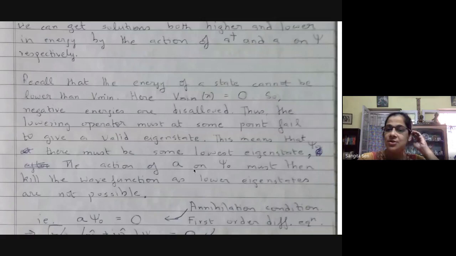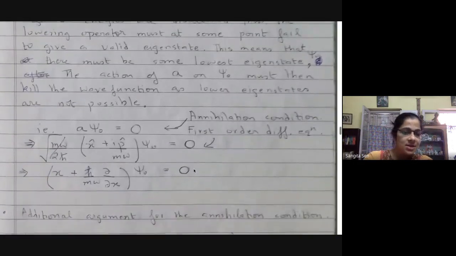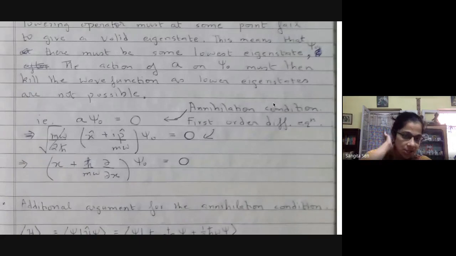Eigenstates with negative energies will not be valid. So using this condition, which is called the annihilation condition, we say that the lowering operator acting on some lowest function, psi 0, which you can call the ground state function, will eliminate the function. So it will annihilate the function. And using this, we bring back the explicit form of A. That is the only place where we need to bring it back.